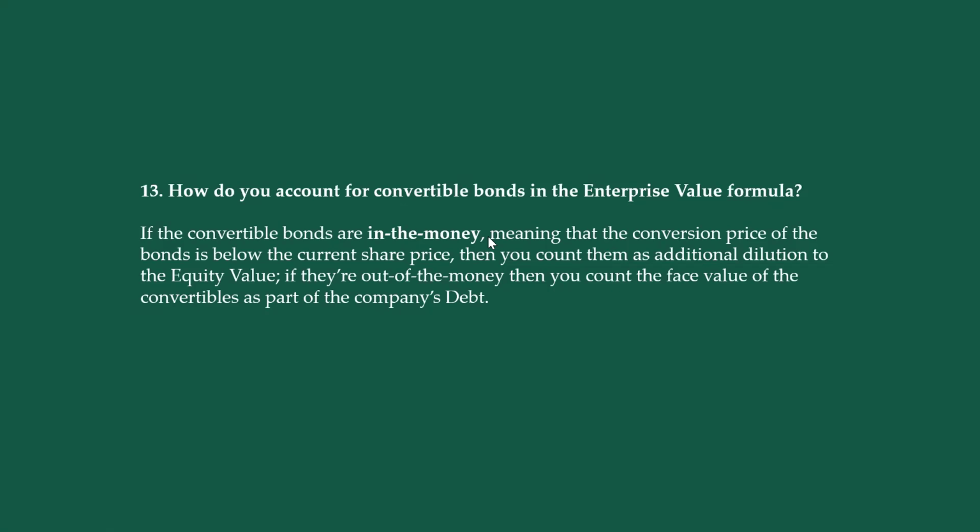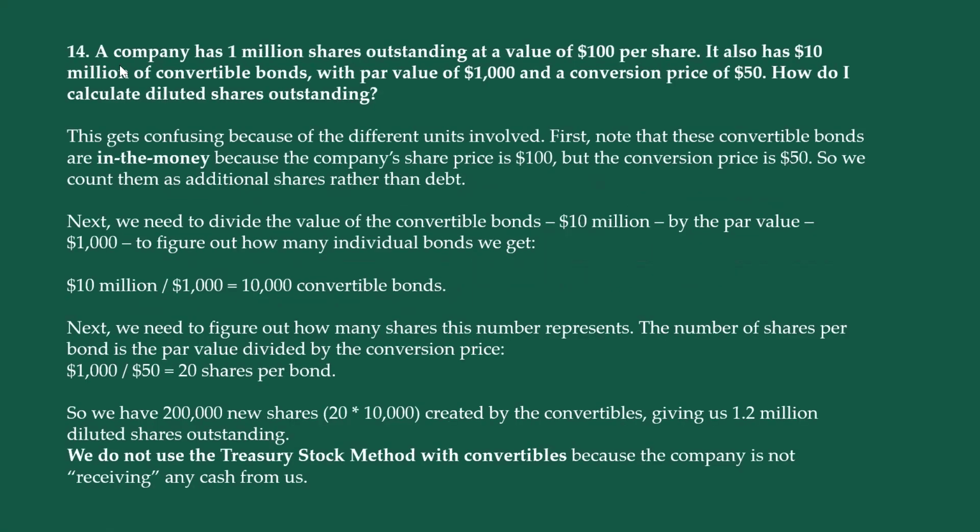Let's move to question number 14. Okay, we do have a question here. A company has 1 million shares outstanding at a value of 100 per share, and it also has 10 million of convertible bonds with par value of 1,000 and conversion price of 50. How do I calculate diluted shares outstanding? We have done a question similar to this previously also. So here in this question, we have 10 million of convertible bonds, and the conversion price is 50 and the company's share price is 100.